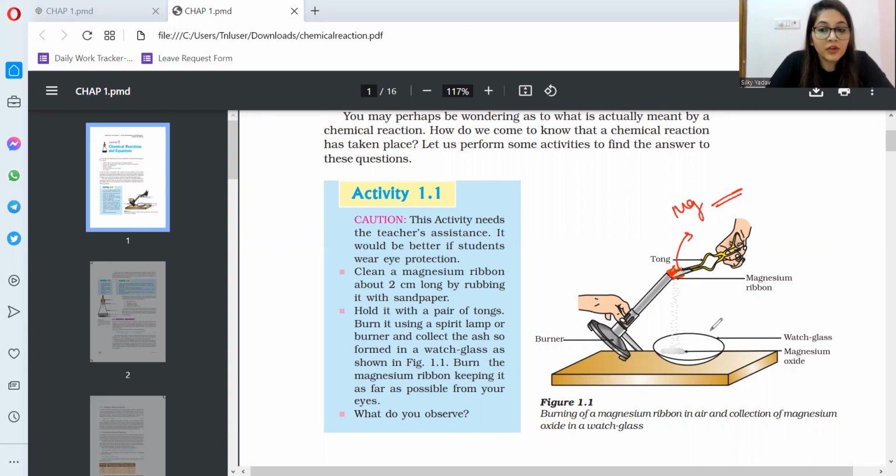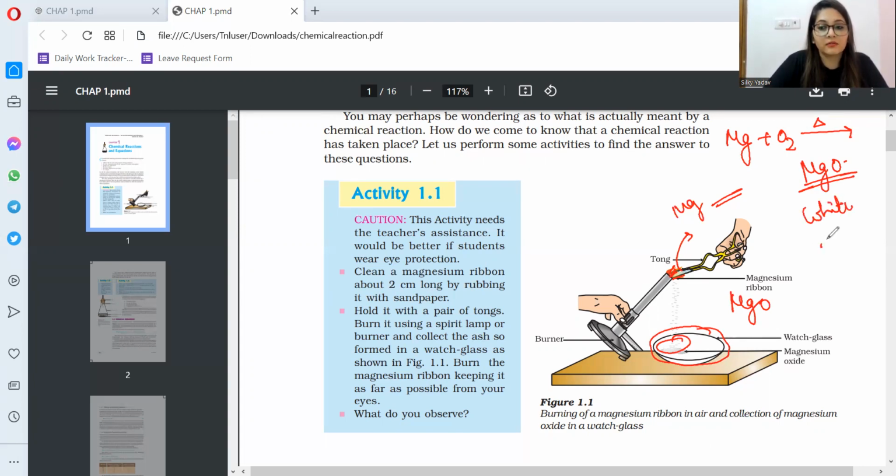And then we have one white colored solid product that we have found in the watch glass, that is magnesium oxide. That means when we are burning magnesium, the symbol for magnesium is Mg. So when we're burning magnesium in presence of oxygen, the triangle is a symbol for burning. When we do this, the product that we're getting is magnesium oxide, which is white in color. Okay. So this is it.